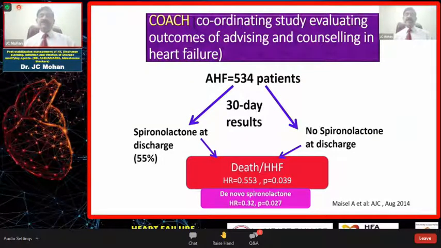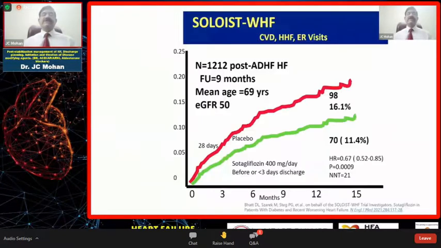However, the patients who were never on spironolactone show a much greater 68% reduction in death and hospitalization for heart failure. Small study, but powerful information, a powerful message that you must start MRA as quickly as possible in stabilized HFrEF patients. The next agents are, of course, SGLT2 inhibitors.